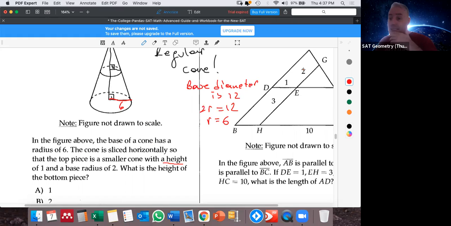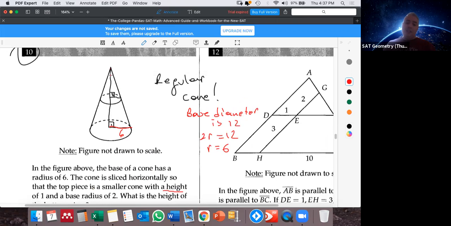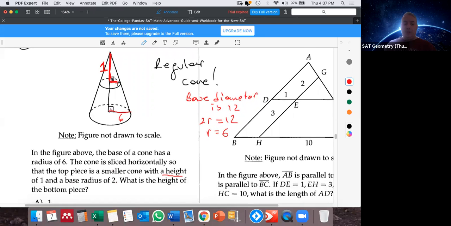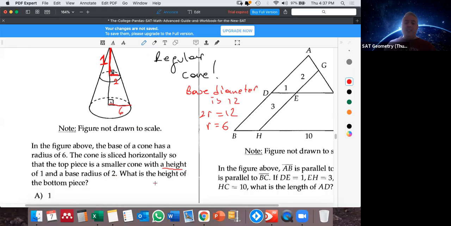Okay, another kind of question. Now, base radius is 6. The cone is sliced horizontally, so the top piece is a smaller cone with a height of 1. So right now this height is 1, and the base radius reduces to 2. What is the height of the bottom piece? Bottom means only this part, so let me call it h.